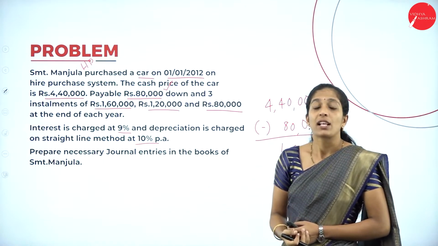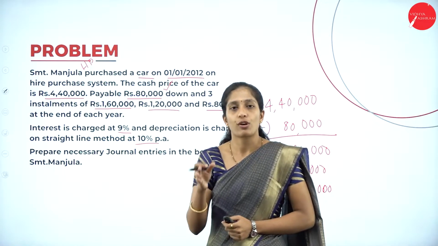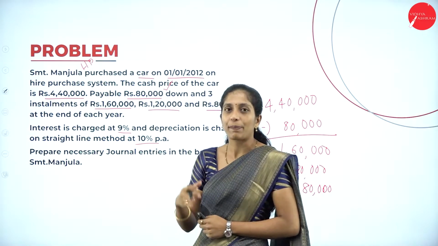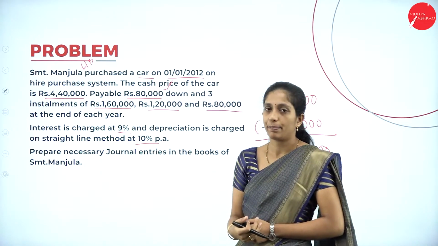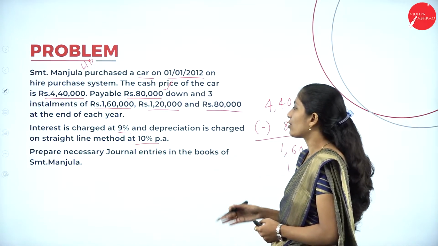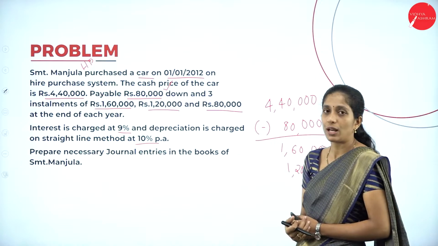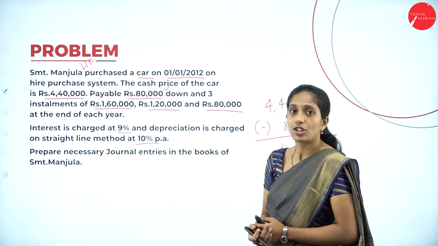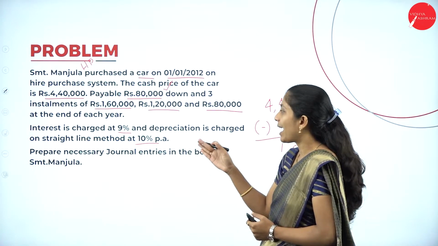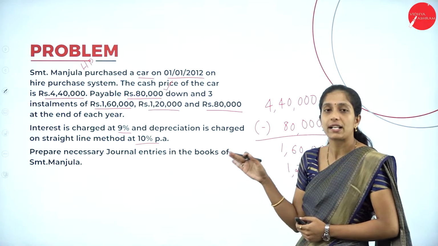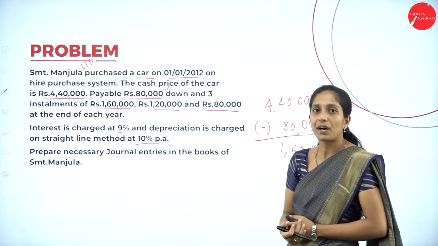per annum. So here depreciation should also be charged on the asset. What is the percentage of depreciation? 10%. Prepare necessary journal entries in the books of Srimati Manjula. So here, who is Manjula? She is a hire purchaser. So we have to prepare necessary journal entries in the books of hire purchaser.